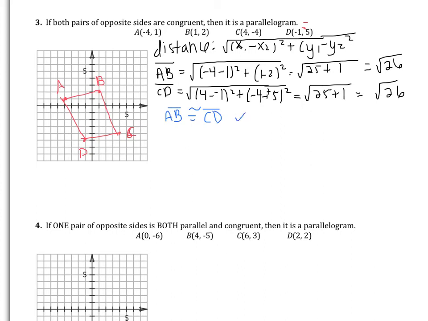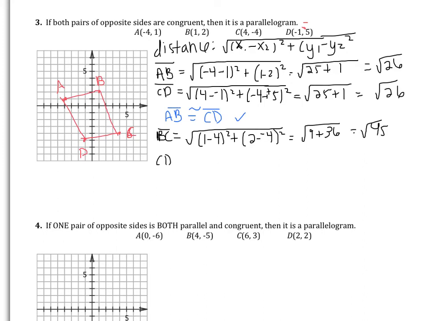Now I have one more pair of sides to do. So I'm going to do BC. So my x's are 1 and 4, so 1 subtract 4. And then my y's are 2 and -4. And remember that you're subtracting. 1 subtract 4 is -3. -3 squared is +9, so be careful putting this in the calculator. 2 subtract -4 is 6. 6 squared is 36. So this becomes the square root of 45. Now, this can be simplified, but you don't have to simplify it. Just leave it like that.